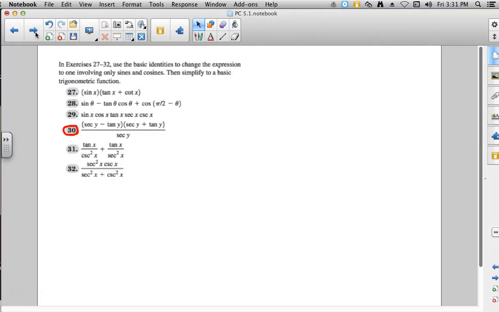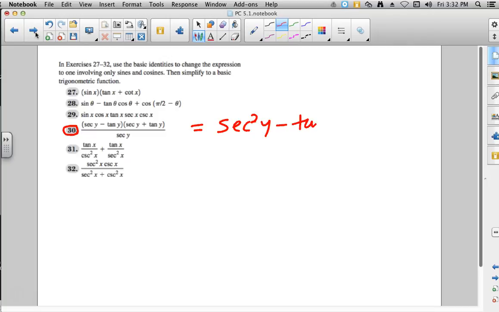All right, next up you have number 30, which is kind of a monster here. Whenever I see that they have things in factored form, I start to think maybe they're hiding something from me. So I would certainly go ahead and FOIL those together. And because this is a sum and difference pattern, we don't have to do outside times outside and inside times inside because those are going to cancel each other out.